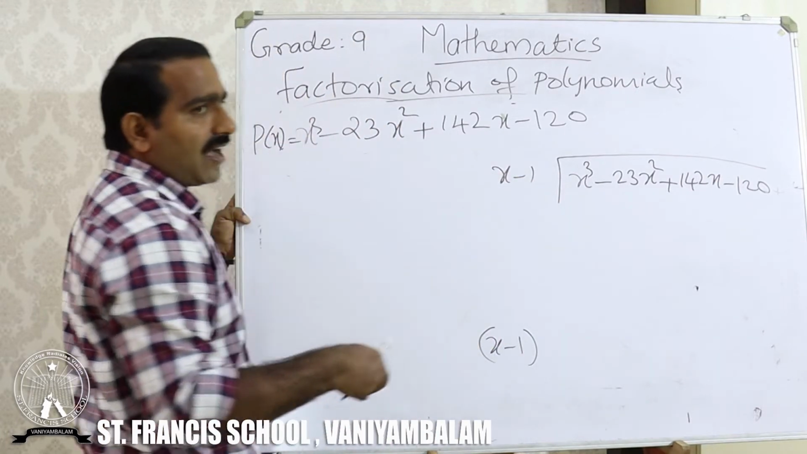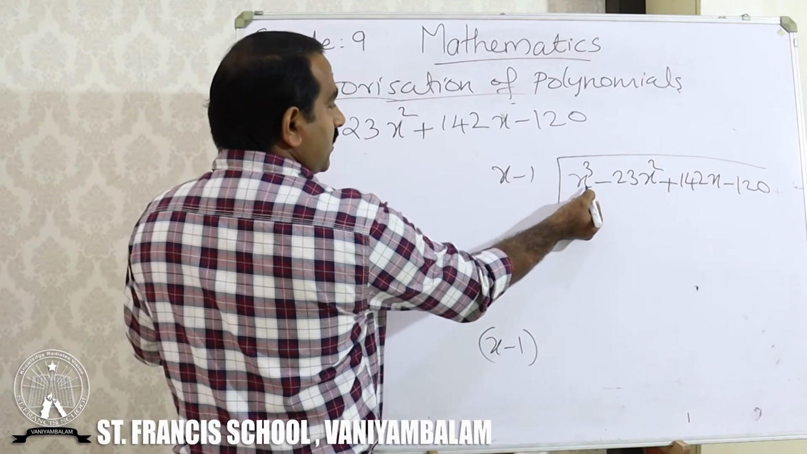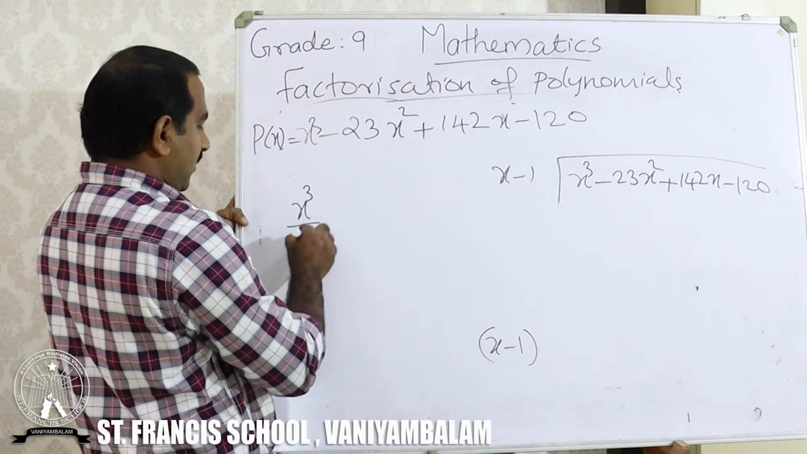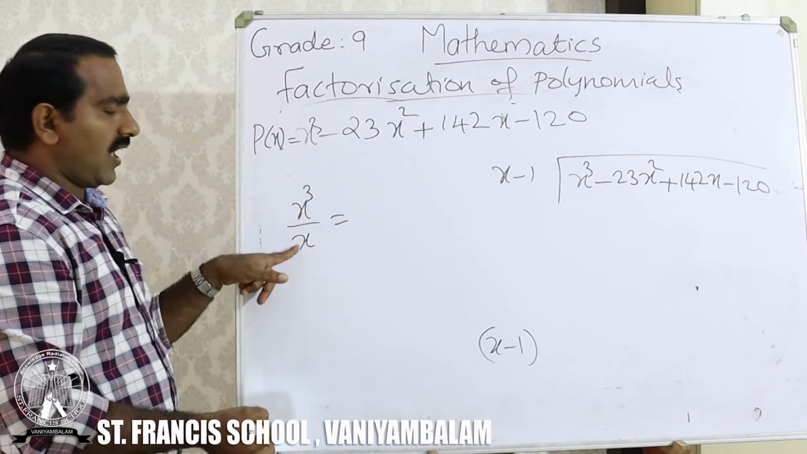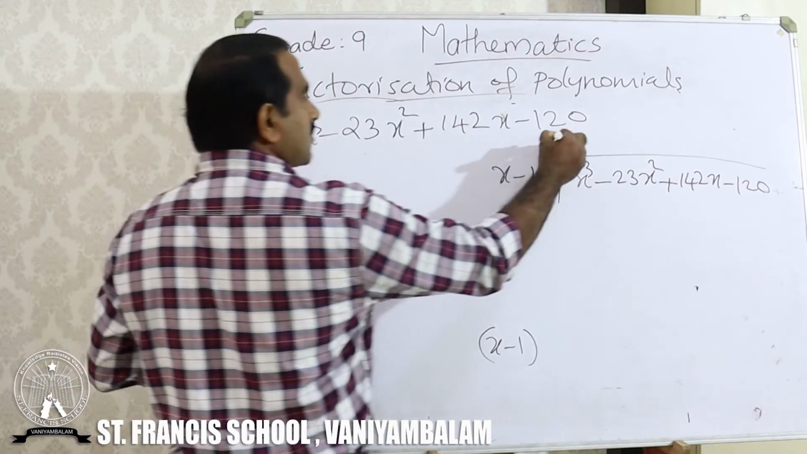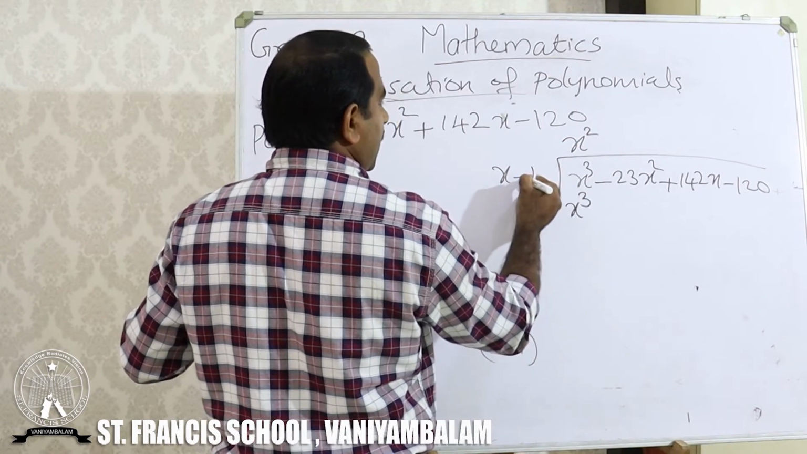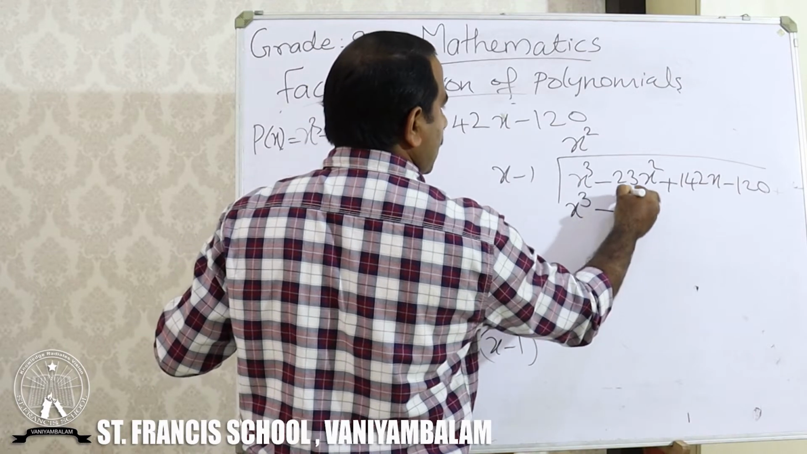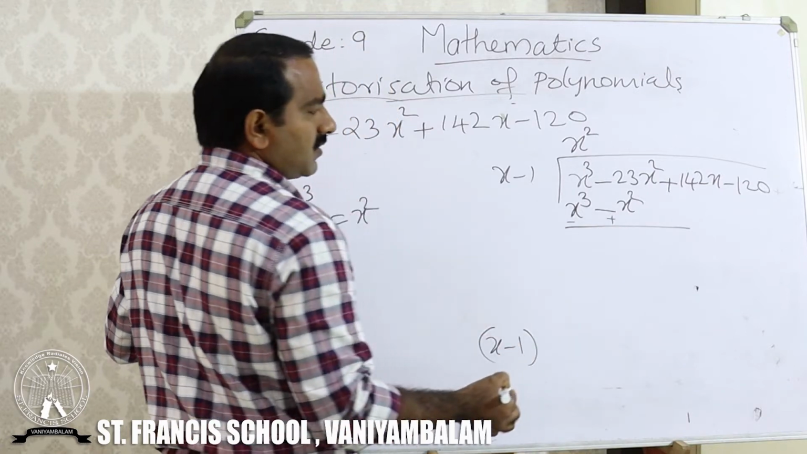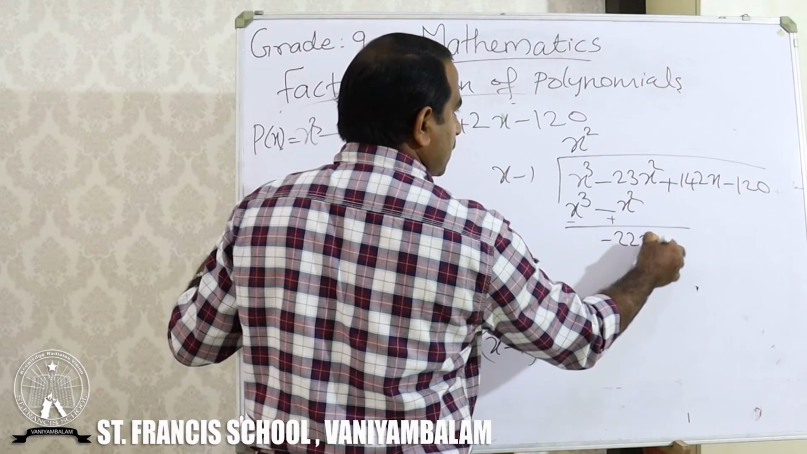That division we discussed in the last class. Do you remember? Okay. Now we are dividing first term by first term. x cube divided by x, that is x square. Write x square into x is x cube. Then minus 1 into x square is minus x square. Subtract: minus becomes plus, the sign will change. It is 0. It is minus 22x square plus 142x minus 120.